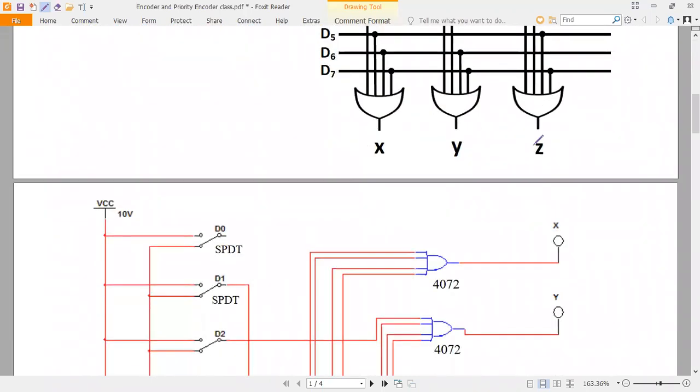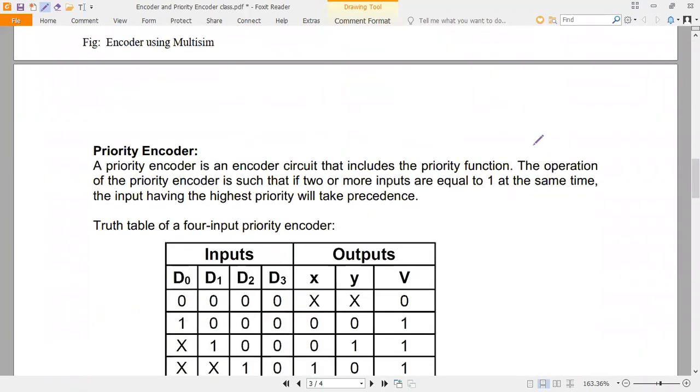Okay, next one is the priority encoder. A priority encoder is an encoder circuit that includes the priority function. So what is meant by this priority function? I will explain. The operation of the priority encoder is such that if two or more inputs are equal to 1 at the same time, the input having the highest priority will take precedence.